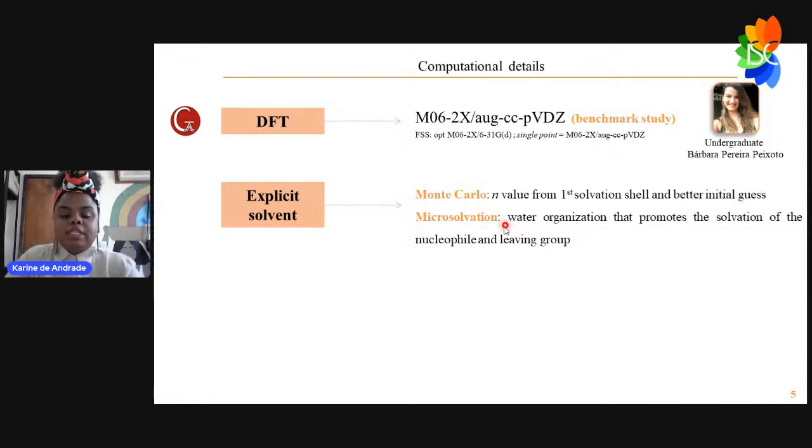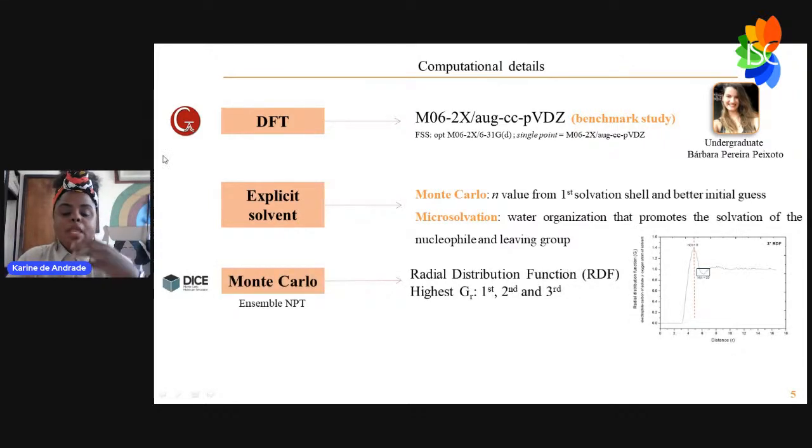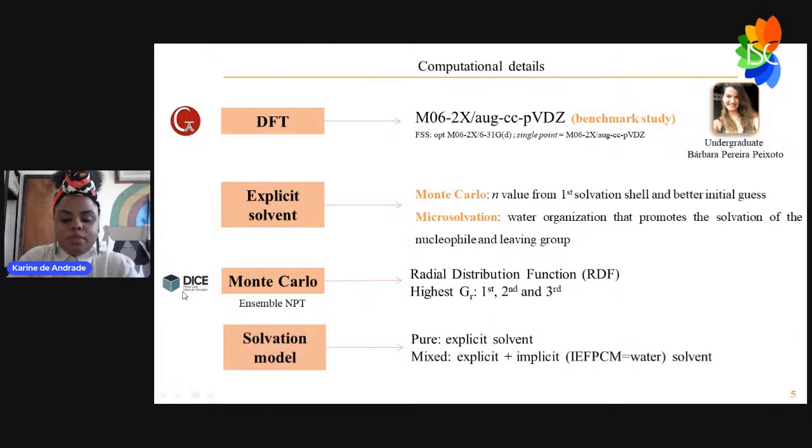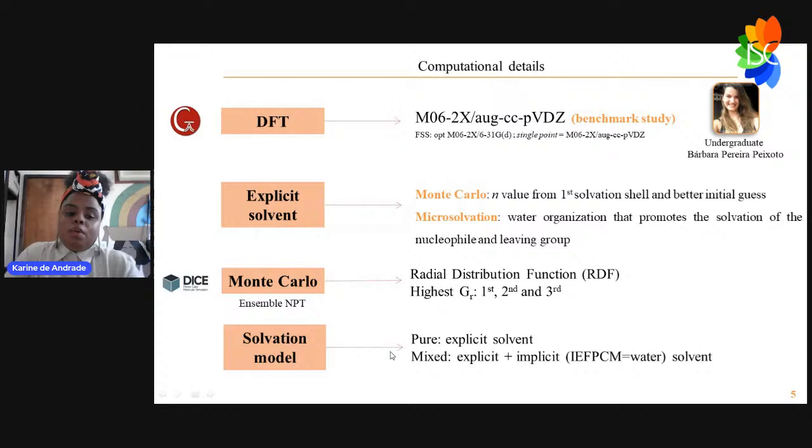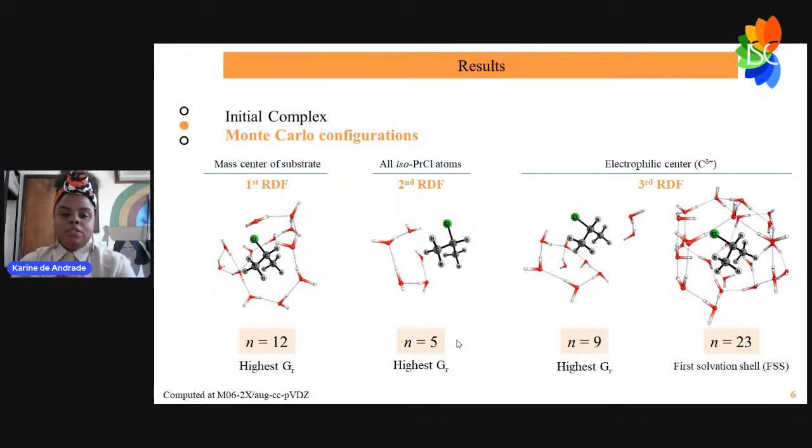We also use explicit microsolvation, in which we organize the water molecules around the substrate to promote solvation of the nucleophile and leaving group. All Monte Carlo calculations were made with DICE, and we selected the highest g(r) of the first, second, and third radial distribution functions, or RDFs. We explored two solvation models. The first one is pure explicit solvation, which I call the pure solvation model, and the other is a mixed model using explicit plus implicit solvation.